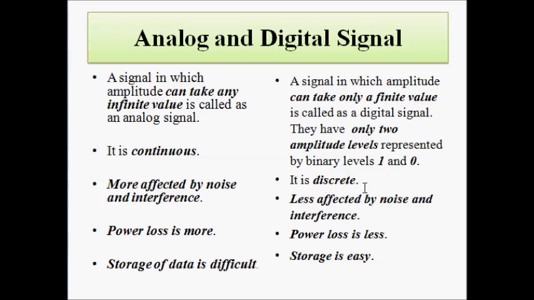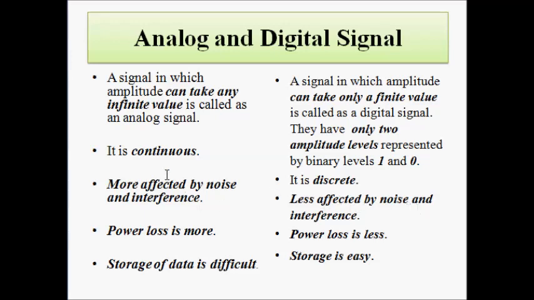The points at which the amplitude values are considered are discrete, which is taken in the sampling process. So, the analog signal is continuous in nature, whereas the digital signal is discrete, it is distinct. Now, as the amplitude value can take infinite values, analog signal is more affected by noise and interference, whereas the digital signal, as it only considers two voltage levels, two values, it is less affected by noise and interference.